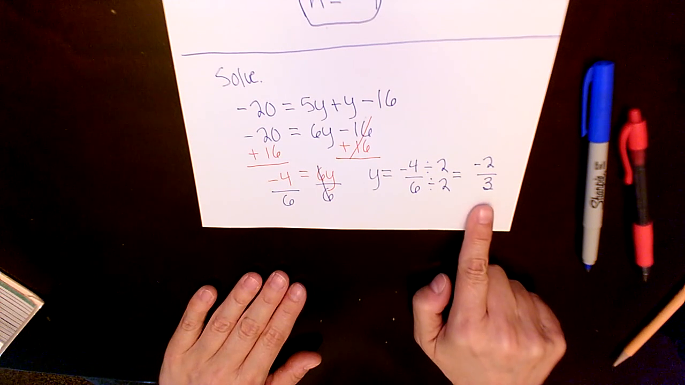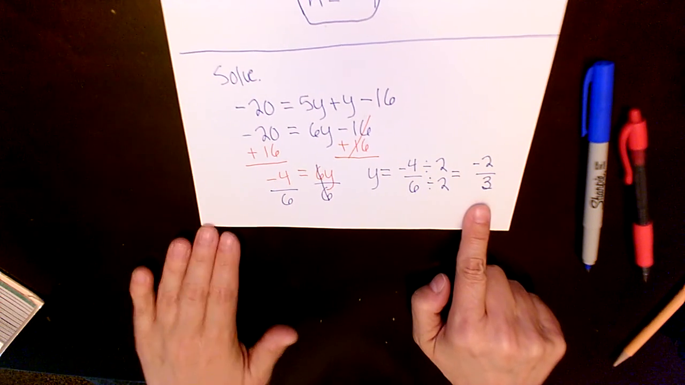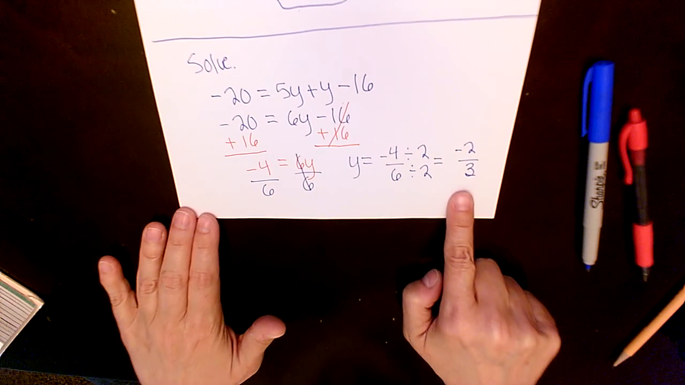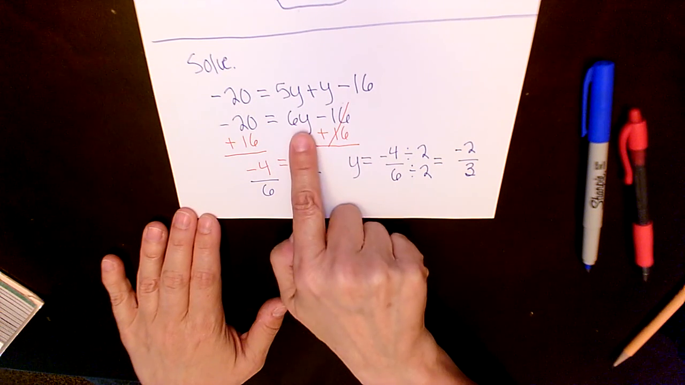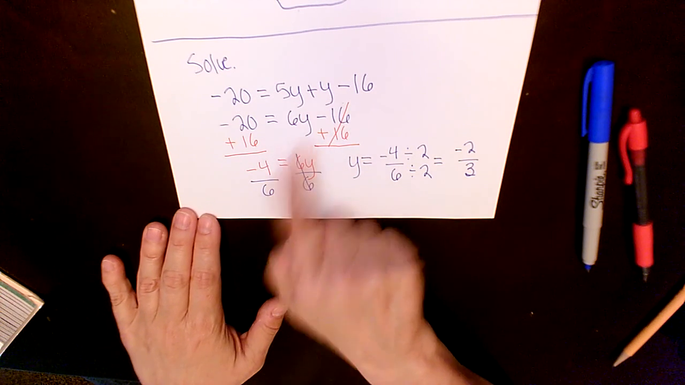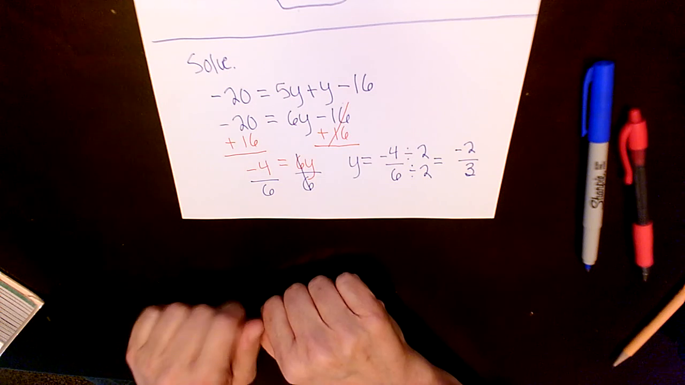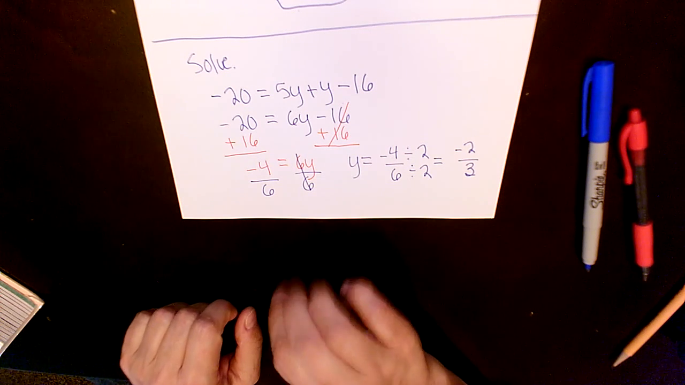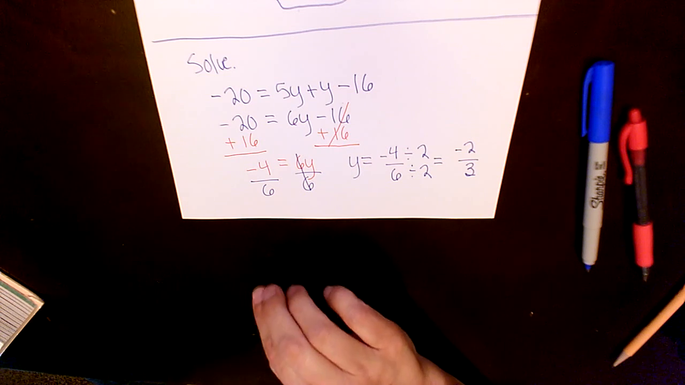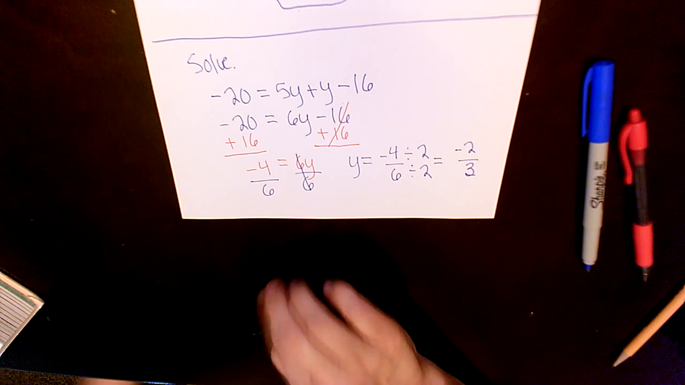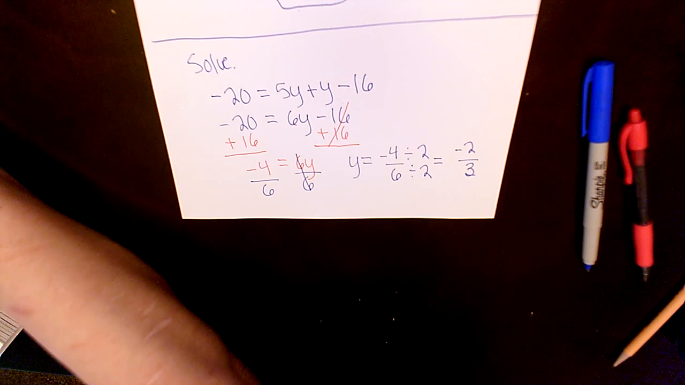And if you want to check it, like we did before, just plug this negative 2/3 in for y. You can plug it in here or here. And it should come out to be negative 20 on both sides. So that is the end of section 2.4. Next section is 2.5, and that'll be the next video.